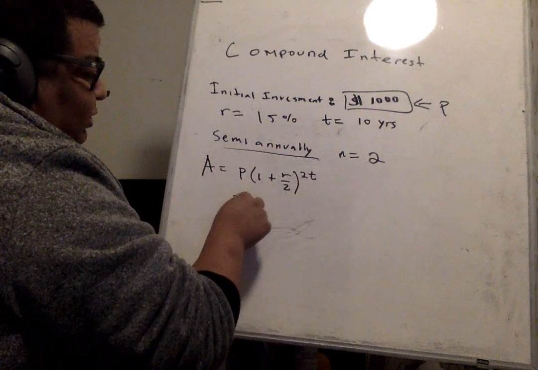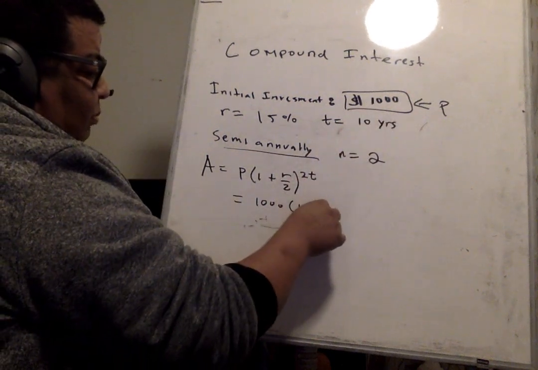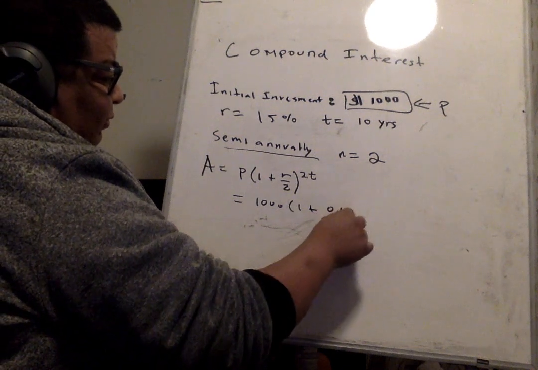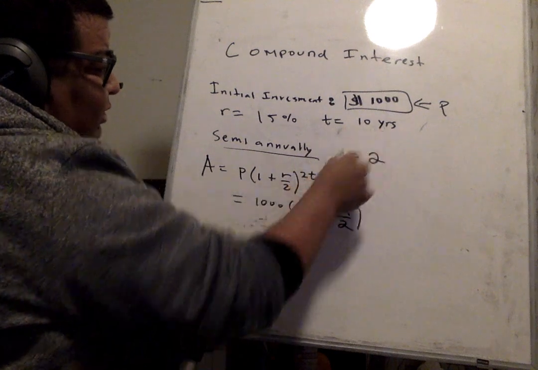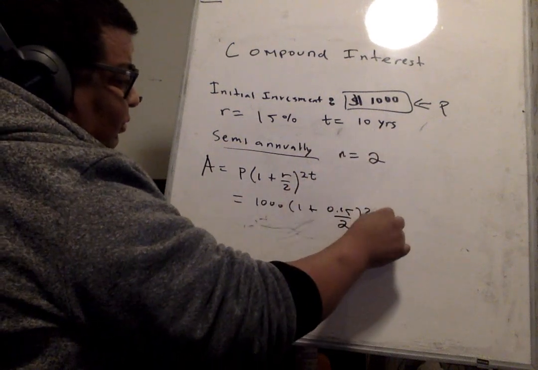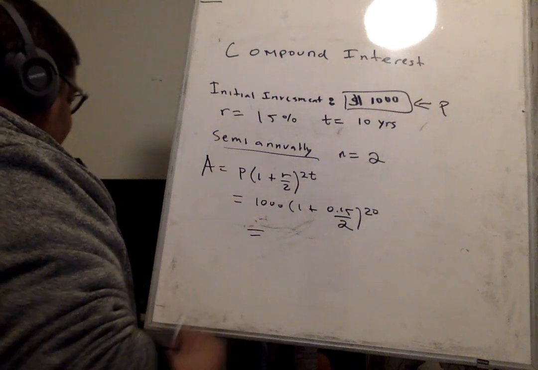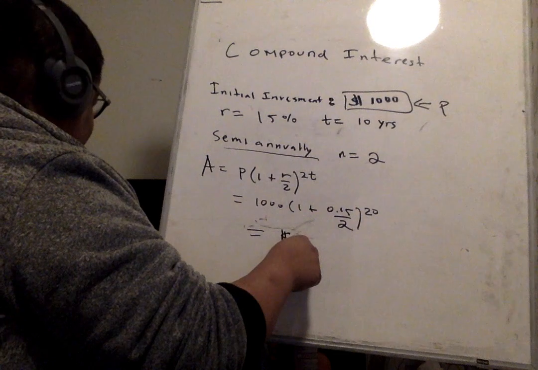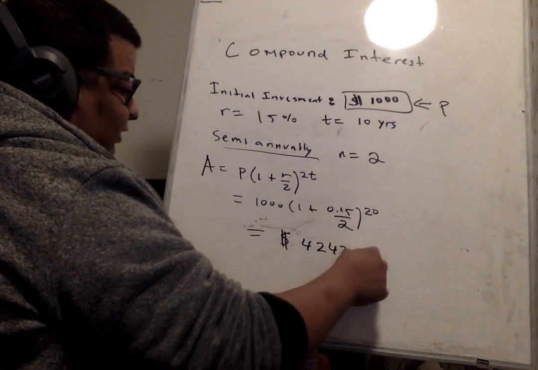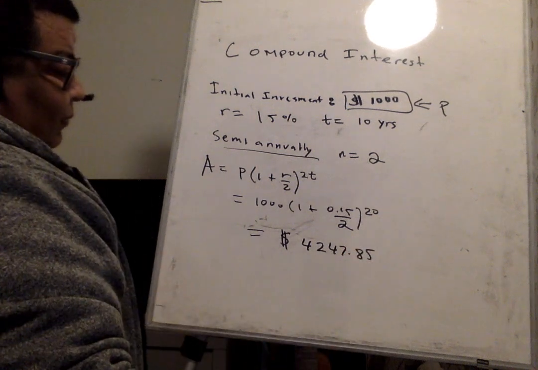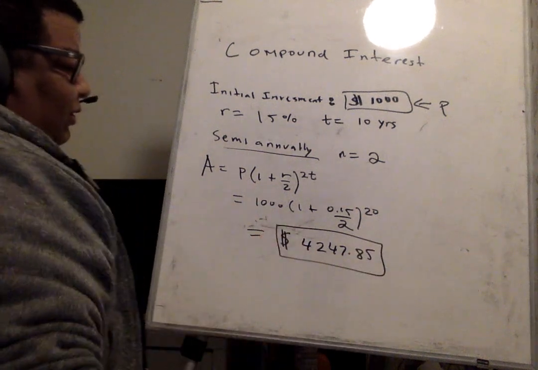That means that this is equal to 1,000, that's your P, then (1 + 0.15/2), and then T is 10, so 2 times 10 is 20. So now that is gonna equal $4,247.85. So that's semi-annually.